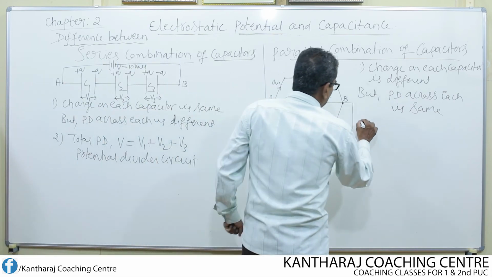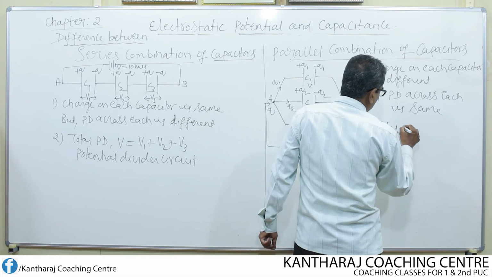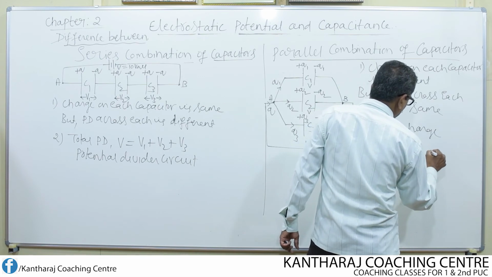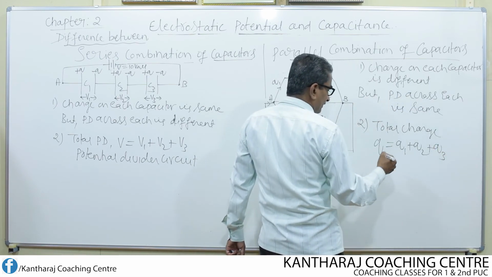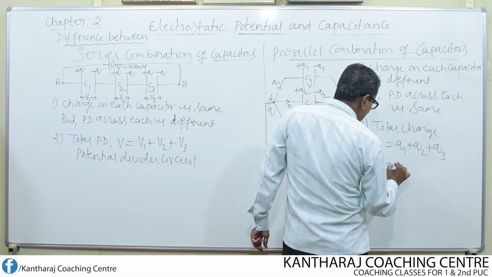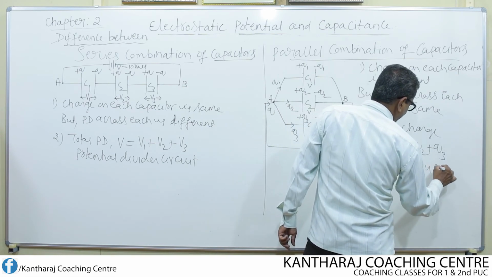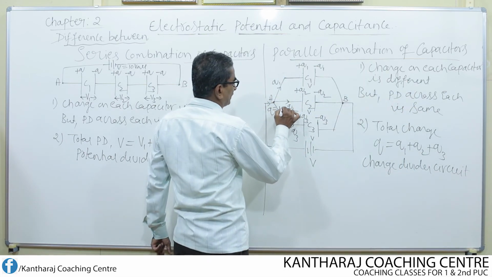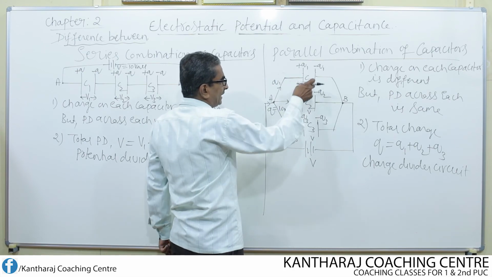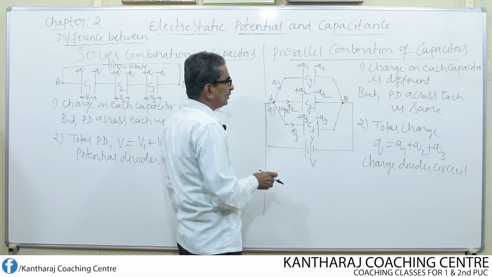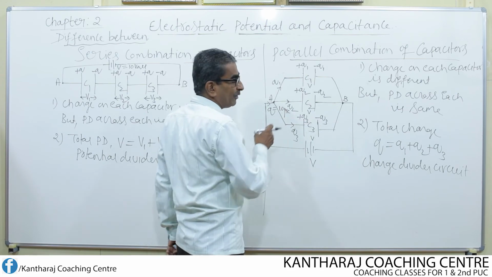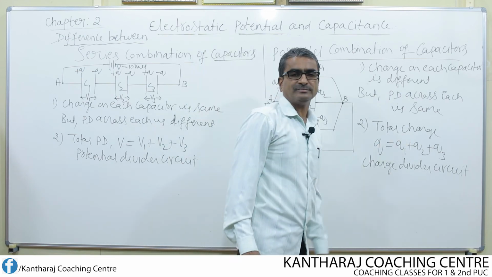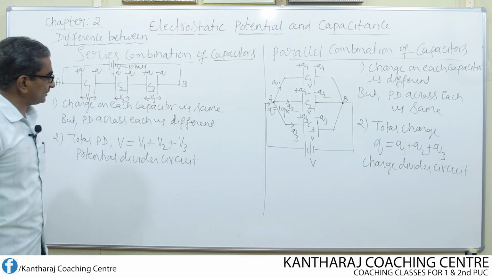Here, total charge is given by Q equal to Q1 plus Q2 plus Q3. Okay. So, hence it is called a charge divider circuit. Suppose if you give a charge of, let us say, 10 microcoulomb, it may get divided unequally. This may have 5 microcoulomb, this may have 1 microcoulomb, this may have 4 microcoulomb. But total charge of all the three will be equal to 10 microcoulomb. That is why it is called a charge divider circuit.